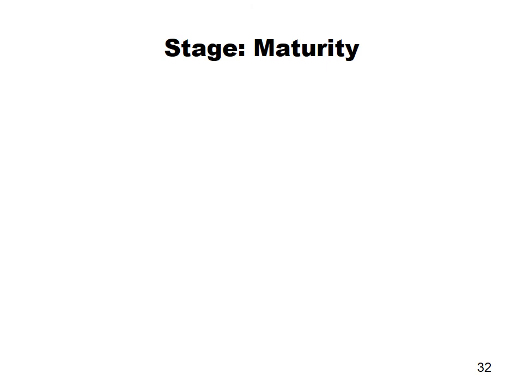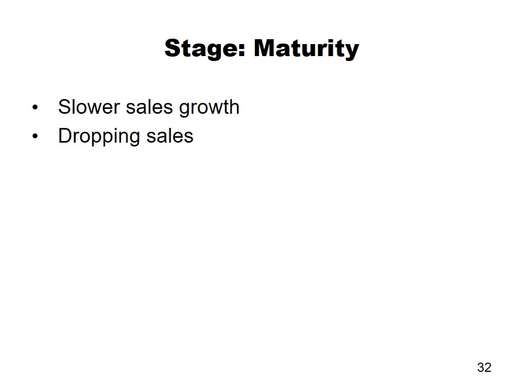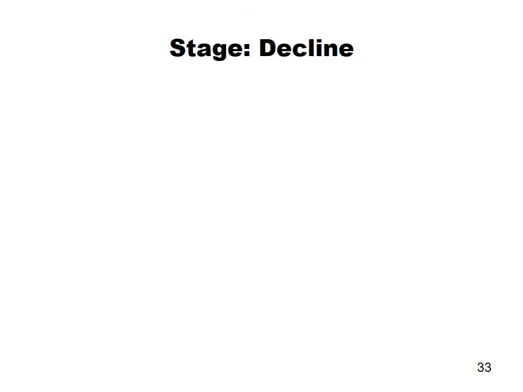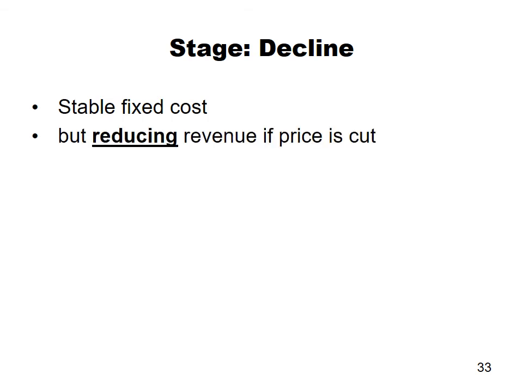At the stage of maturity, there will be slower sales growth or even dropping sales. There will be increased advertising and costs to operate these services and even falling profits. So the competition here is the most intense. At the stage of decline, there will be stable fixed costs, but reducing revenue even if the price is cut.